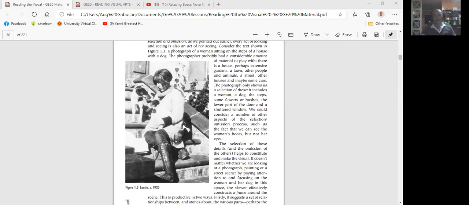So we can see here that the woman probably is the focus of this picture, being in the center together with the dog and being the biggest part. So this is what we call the scene or the frame. We see the boots more, but we don't see the eyes of the woman. There are many other things that could be seen here, like the steps or the plants behind, or as a whole.